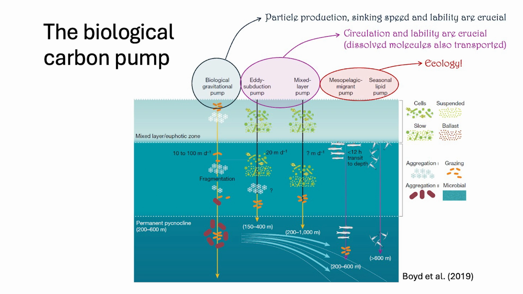Next, we've got the eddy subduction pump and the mixed layer pump. I think of these together as being driven by circulation. But again, lability is really important because it determines how long the organic matter will survive along the physical pathways. And finally, we've got the mesopelagic migrant pump and the seasonal lipid pump, which are the two pumps driven by the ecology of zooplankton, by the fact that they migrate up and down either daily or annually.